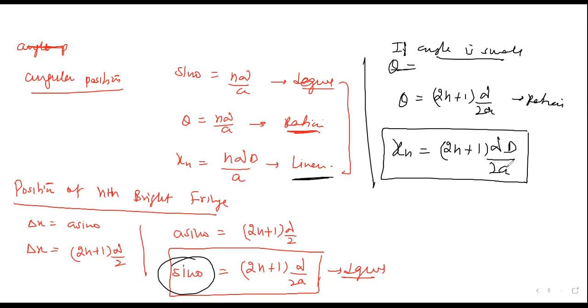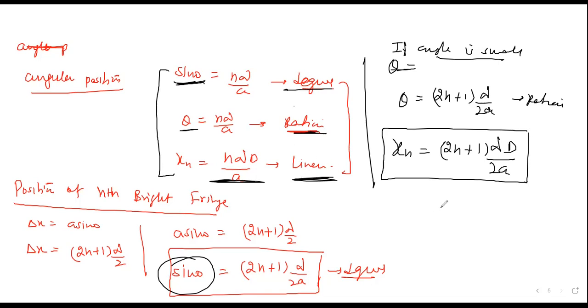So you wrote the position of the nth dark fringe: sine theta, theta in radians, or the linear position. Okay. So we have written the position of the nth bright and dark fringe in the case of a single slit. Now one more thing we want to calculate here is your fringe width, like we have done in YDSE also.